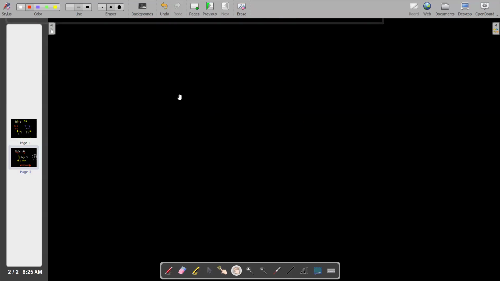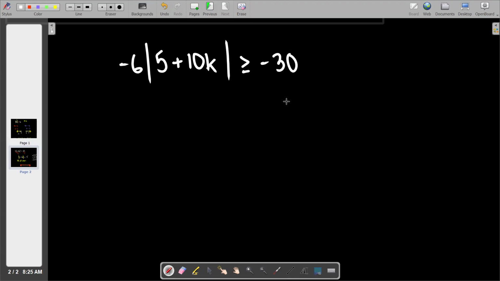Question 6. To get the absolute value by itself, we still have a clinger. We have -6 times the absolute value of 5 plus 10k. I am going to subtract the 7 over to the other side. And again, you're just not allowed to mess up subtraction and addition, right? So -23 minus 7 more makes -30.